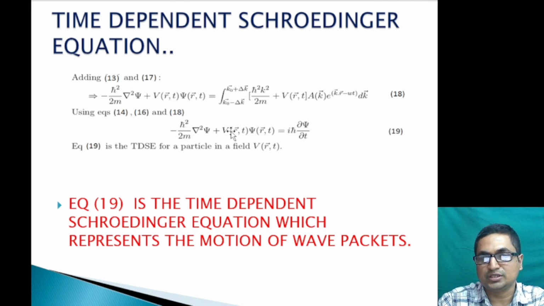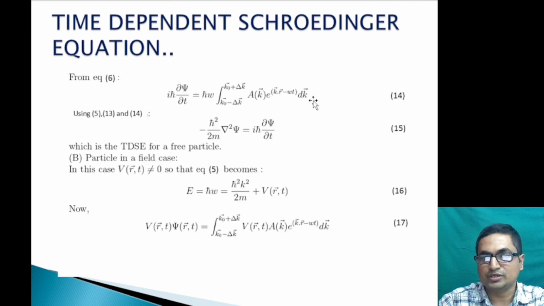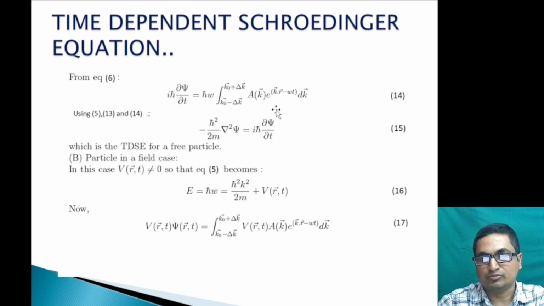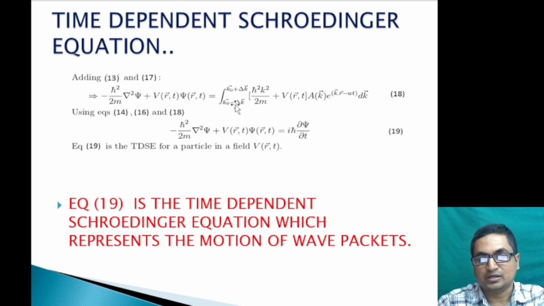So using equations 14, 16 and 18 now, this is equation 14. If you look at this equation 14, it's simply the partial differentiation of psi with respect to t, and this term is energy. And then 16, if you look at this equation, this h bar omega is E, so we'll represent this by E, and this is E, and similarly this is E. So the left hand side of equation 14 is simply equal to the right hand side of equation 18. So ultimately we're left with this equation 19. Minus h bar square by twice m del square psi plus V(r,t) psi(r,t) equal to i h bar del psi by del t. Equation 19 is the time dependent Schrödinger equation for a particle in a field.